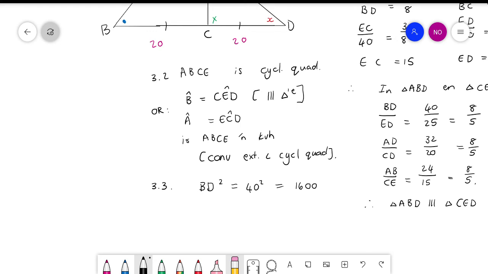Okay. And then you say AD squared plus AB squared is equal to 24 squared plus, wat is hierdie sy se lengte, Roan?